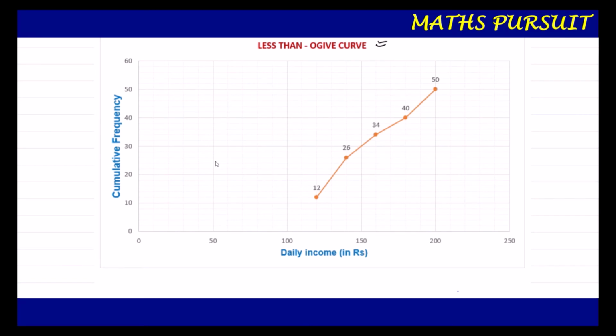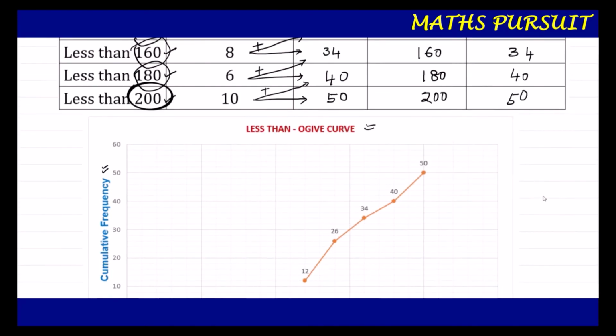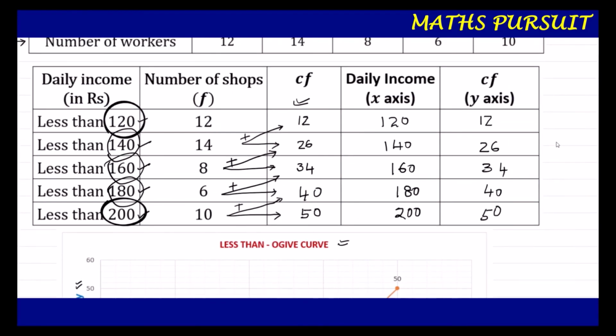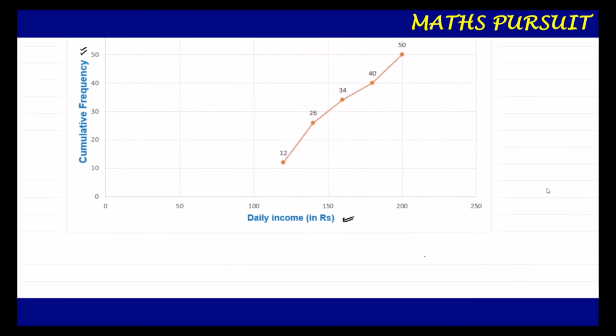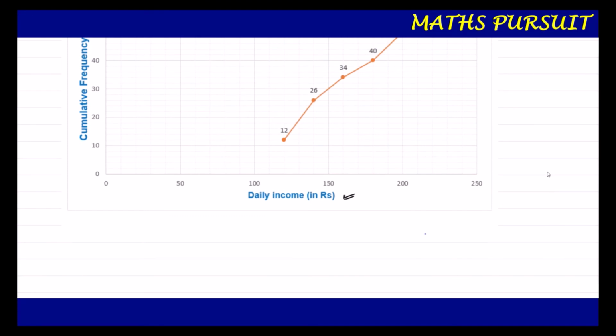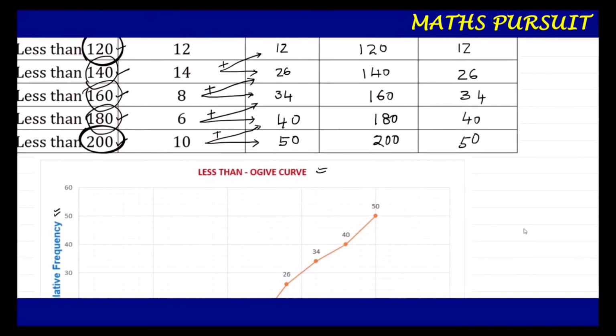And in the x-axis we are representing daily income, and in the y-axis we are representing cumulative frequency. If you could see here, we have considered daily income on the x-axis, that is 120, 140, 160, 180, 200. So accordingly we have considered our graph starting from 50, 100, 150, 200, 250. A number of intervals we have considered so that it would include all these figures: 120, 140, 160, 180, 200.